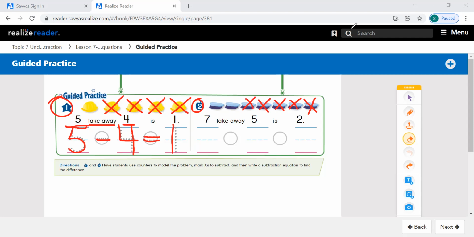So let's write our subtraction equation to find out the difference. 7 minus or take away 5 is, this is an equal sign, it means is, 2. We have 2 hats left. So 7 minus 5 equals 2. All right, let's move on to the next page.